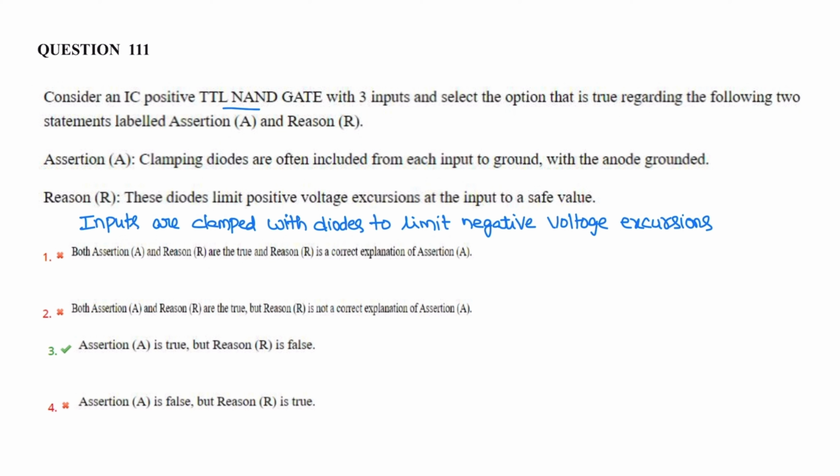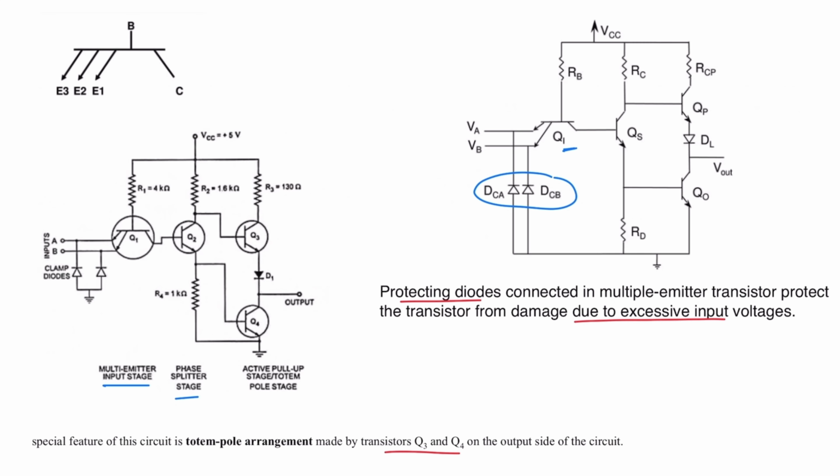Okay. Now the assertion is: clamping diodes are often included from each input to ground with anode grounded. Anode means positive terminal, so the positive terminal is grounded. The assertion is correct. This is the cathode.